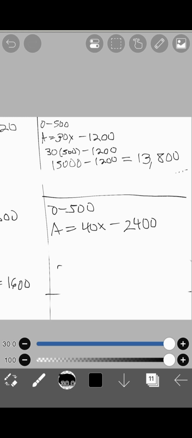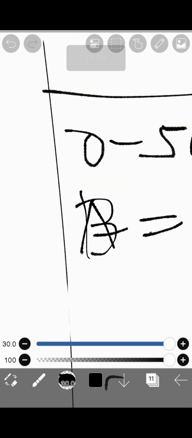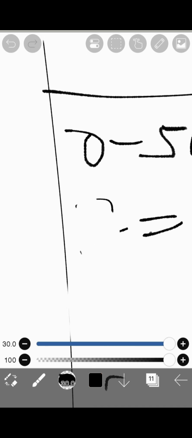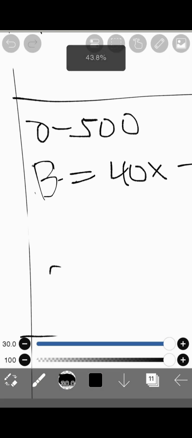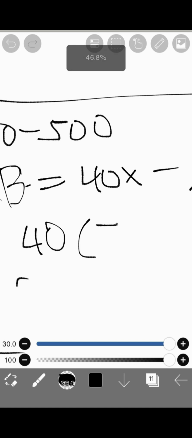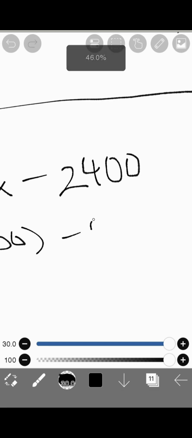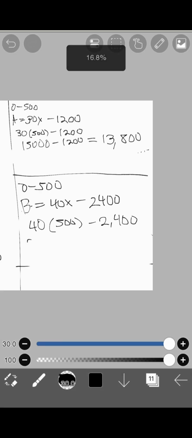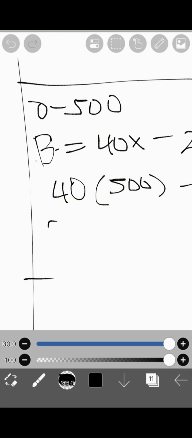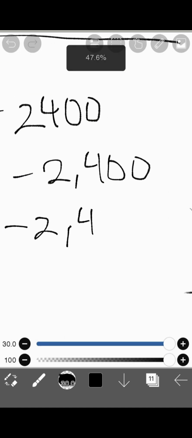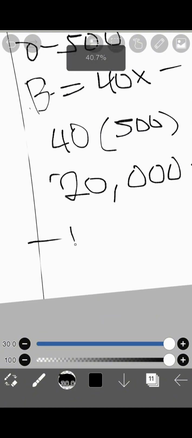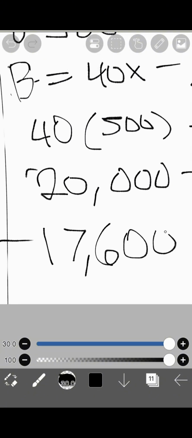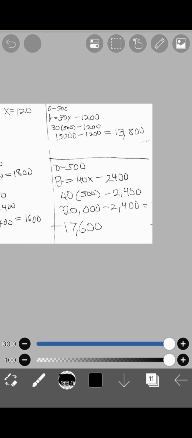Now let's check it for our plan B. So we say 40 times x, which is 500, then minus 2,400. 40 times 500 is 20,000, minus 2,400, which would give us 17,600.